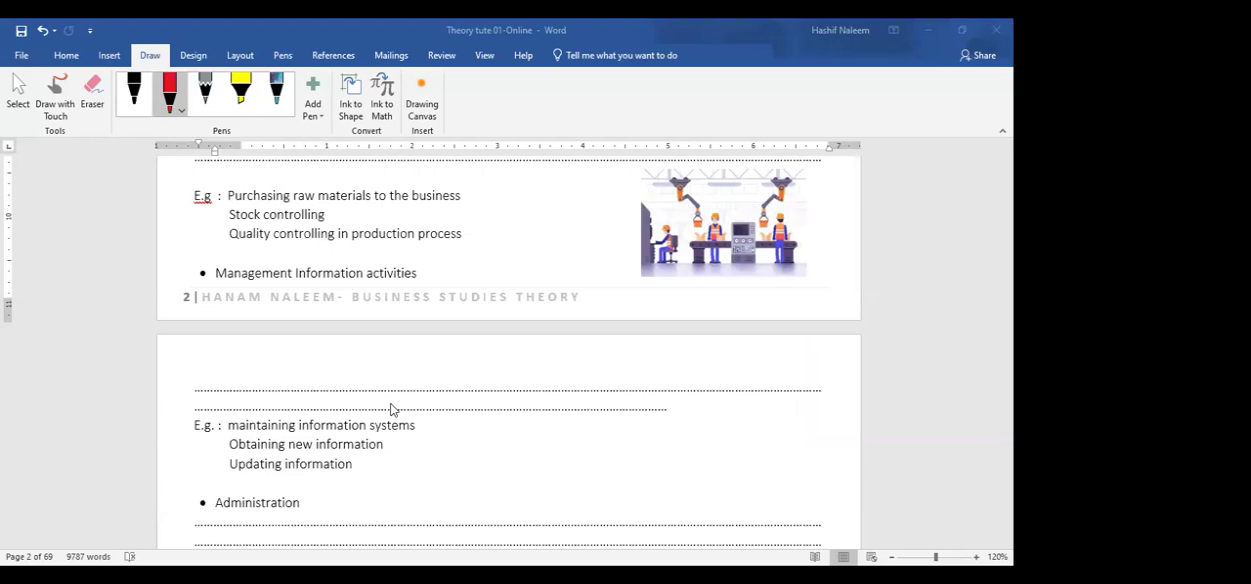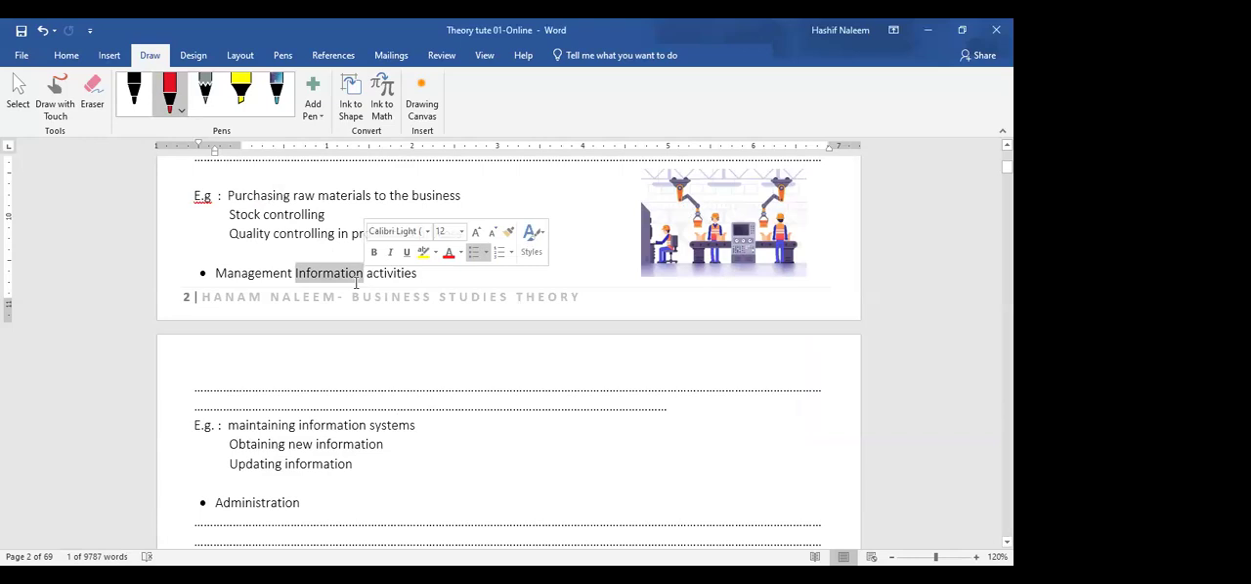Next one is management information activity. What does that mean? Break the words: management information. You are managing the information.